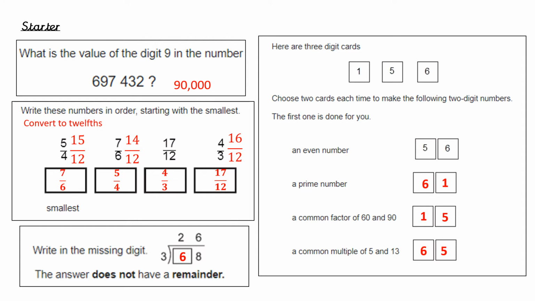So if you counted in your 5 times tables you would get to this number, and if you counted in your 13 times tables you'd get to this number. And a really good way to do it is to multiply them together, 5 times 13, which would give you 65.